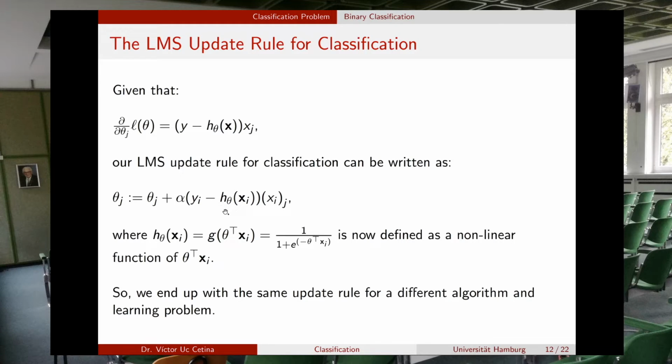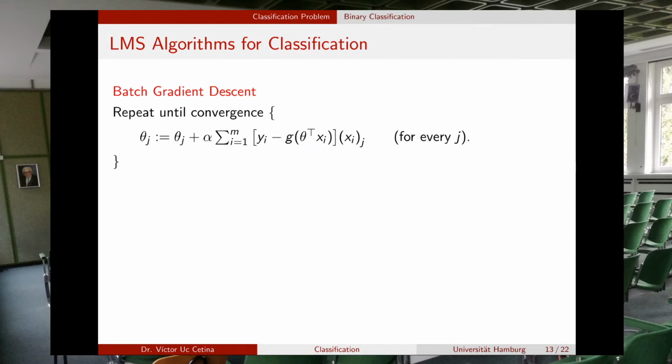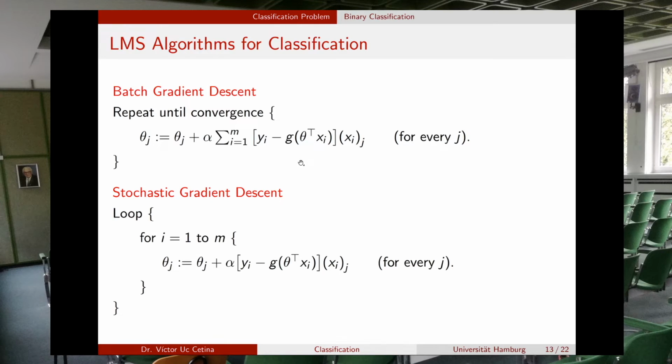In our case of linear regression, the h was simply the dot product, and that was a linear function. In this case, this new h for classification is using this sigmoid function, and this is a non-linear function. So we end up with the same update rule for a different algorithm and learning problem. So if we look at the algorithm, it looks basically the same, but now here we have a g instead of h, just to remind you that after computing the dot product, you need to evaluate that dot product in the logistic or the sigmoid function.